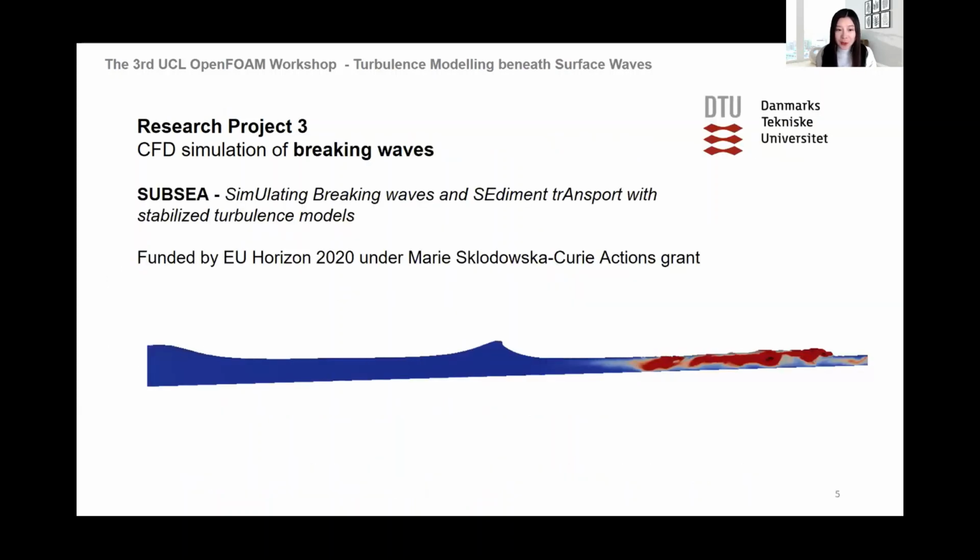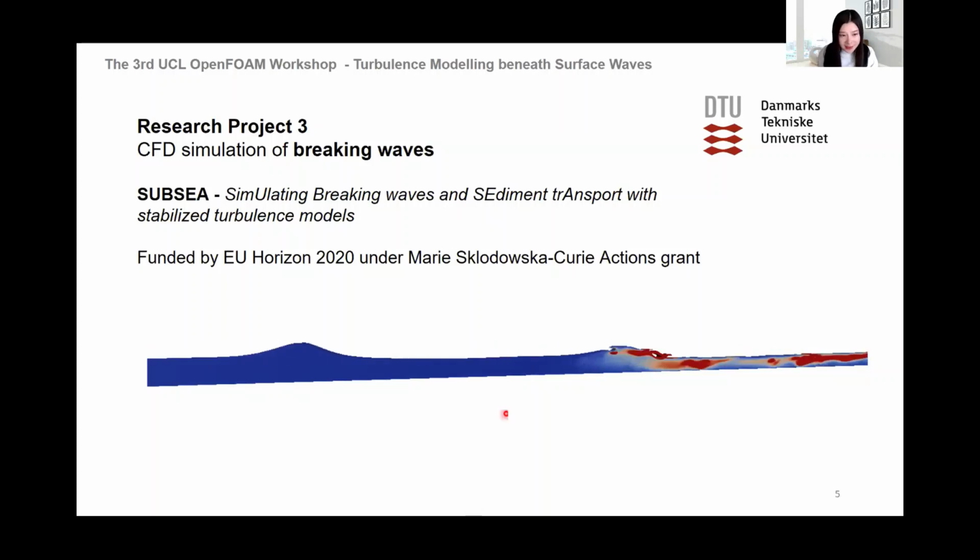So the third one is related to our topic today, as my current project funded by the EU Horizon 2020 Marie Curie Action. This project, named SUBSEA, aims to accurately simulate the whole process of breaking waves.